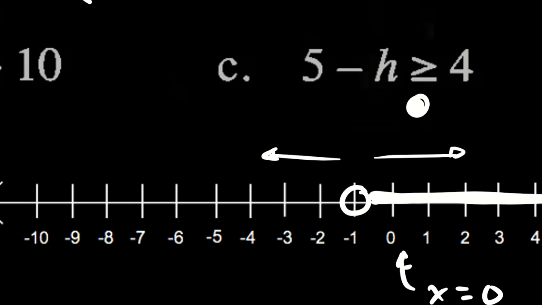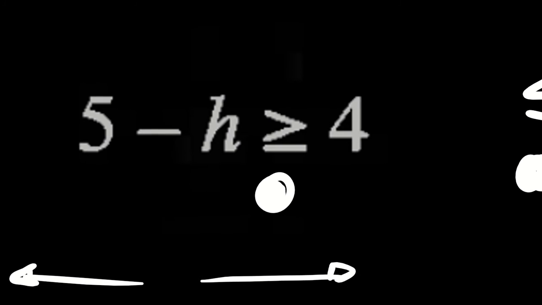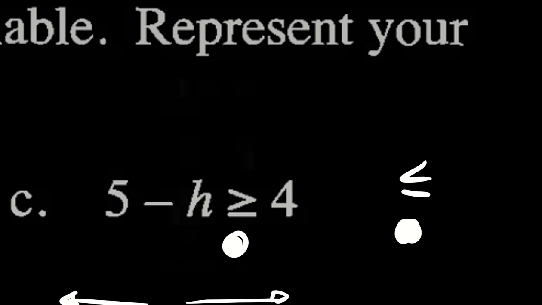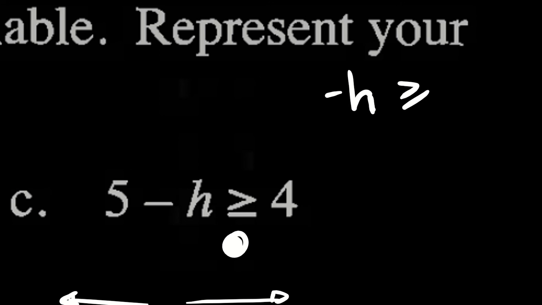Last problem is, oh, look at this. We've saved the most challenging one for last, right? I'm going to take away 5 from both sides. So let me erase this. When I take away 5 from both sides, I get the opposite of h is greater than or equal to, whoops, it's going to be an equation, right? So is equal to -1.